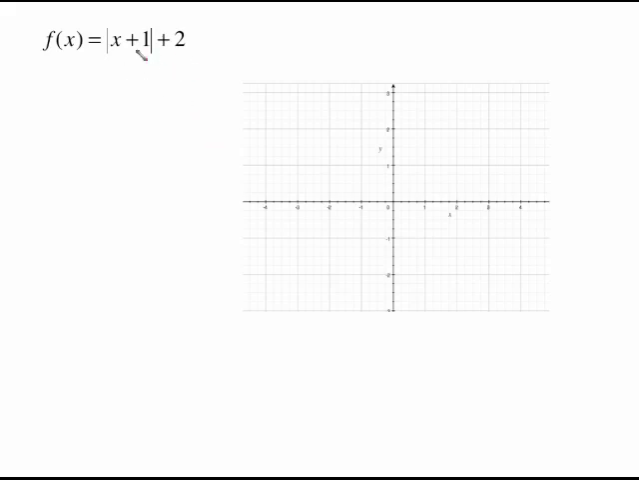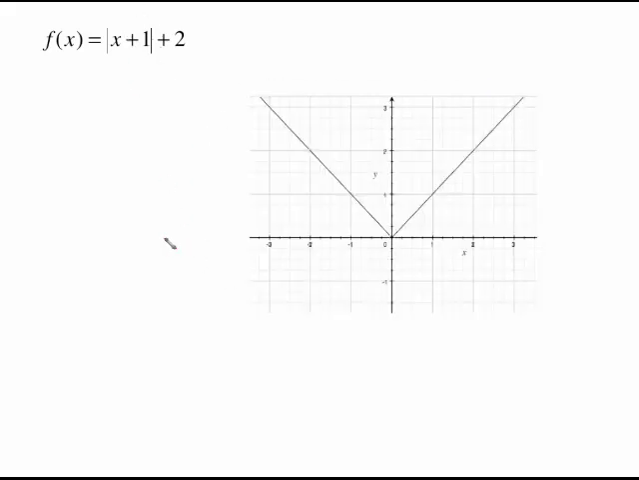Now this is double changing. We've got something inside with x, which makes it a horizontal thing, and this outside, which makes it a vertical thing. This is absolute value, which means we know it's this V thing, and I just told you one way to remember the V, it's like a line coming through here with a slope of 1. So that's what that would look like. Well, that's what that looks like. That's my original absolute value.